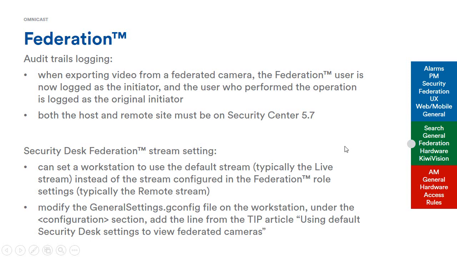if we know we have a massive workstation and a great network and we can handle whatever camera feed is coming in from the federation, we can flip it over and say, I want to use the default stream for regular cameras instead, which is typically the live stream. We can enable that. Basically you modify the general settings.gconfig file on your workstation, and then in the configuration section you can add the line that you can find in the TIP article.